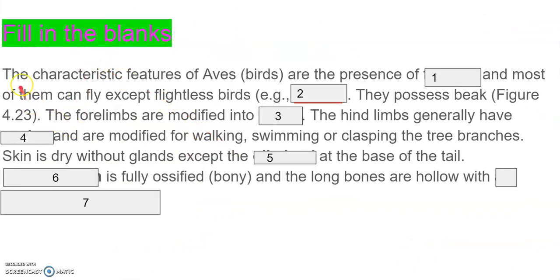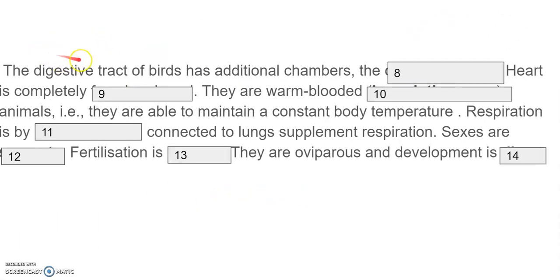Fill in the blanks. The characteristic feature of Aves, or birds, is the presence of dash, and most of them can fly except flightless birds, for example dash. They possess a beak. The forelimbs are modified into dash. Hind limbs generally have dash and are modified for walking, swimming, clasping the tree branches. Skin is dry without glands except dash at the base of the tail, and dash is fully ossified or bony, and long bones are hollow with dash. The digestive tract of birds has additional chambers, dash and dash.